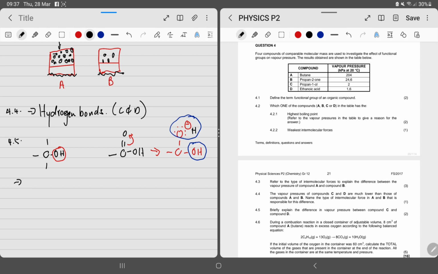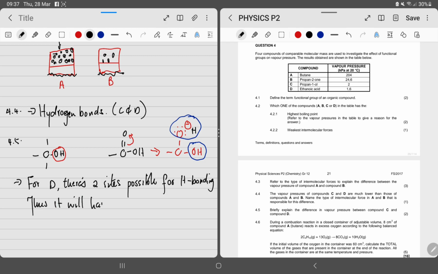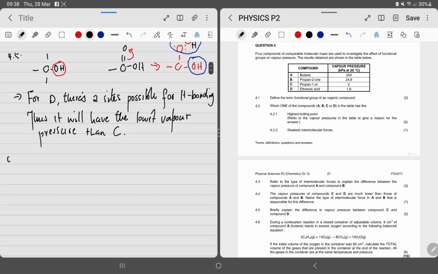Okay, so we will say for D, there's two sites possible for hydrogen bonding. Therefore, it will have the lowest vapor pressure than C. Okay. 4.6.